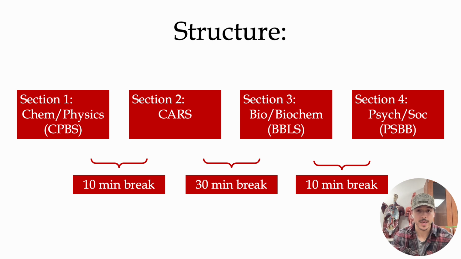Moving left to right, once again, these are the sections of the MCAT in order. After the first section, you are allotted a 10-minute break. After the second section, you get a 30-minute break, typically referred to as your lunch break. Then after the third section, you will get one last 10-minute break before ending on the psych-soc section. At the end of each section, you will raise your hand to be escorted out of the room and will have access to a locker of the belongings you brought with you.